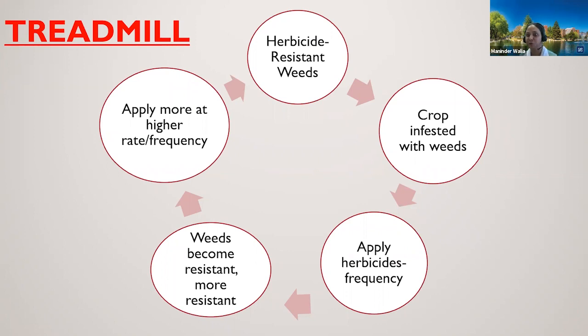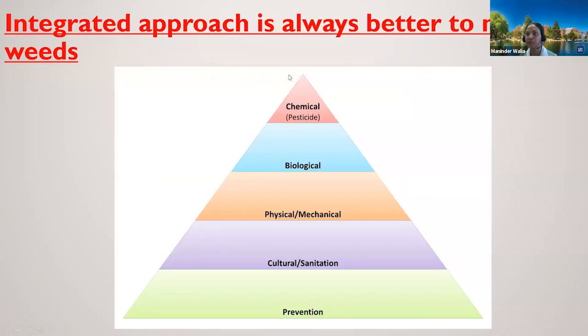So then more herbicides are used at higher rates and more frequently, and the problem continues to get worse. So what is the outcome? The outcome of this treadmill is ineffective weed control, and then we have more herbicide-resistant weeds on the ground. So the most effective long-term way to manage the weeds is by using a combination of methods that work better together than when they are used separately.